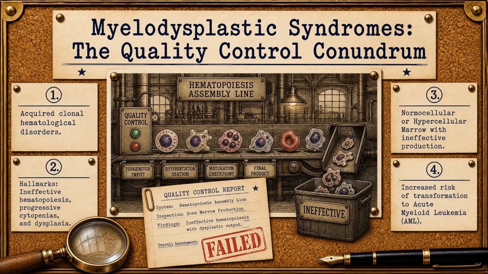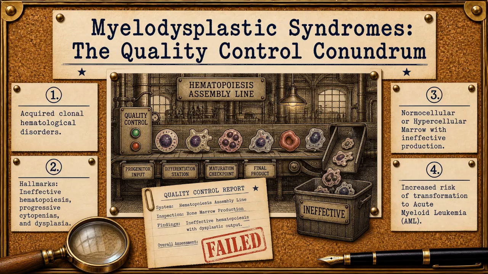What's particularly interesting, and sometimes confusing, is that the bone marrow in MDS can be normocellular or even hypercellular. You might look at a biopsy and think, wow, this marrow is packed with cells. But despite this cellularity, the production is ineffective. It's a busy factory, but it's not producing functional goods. This is a key differentiator from conditions like aplastic anemia, where the marrow is hypocellular.